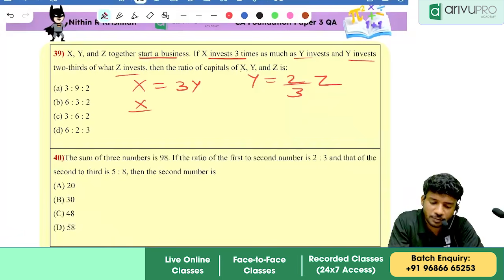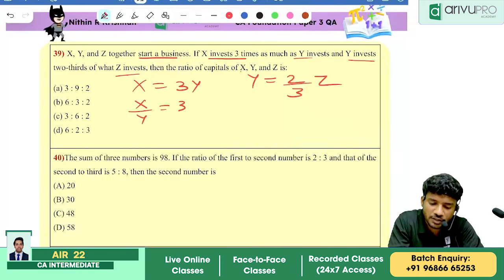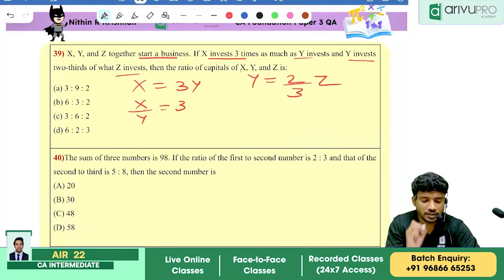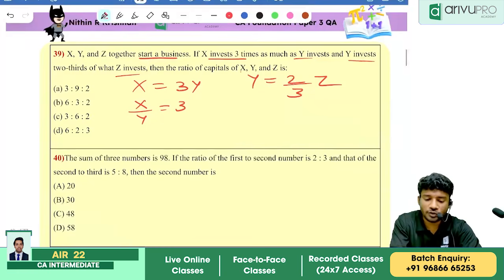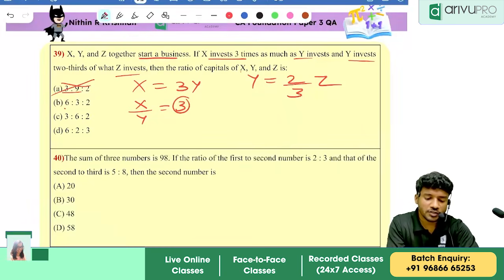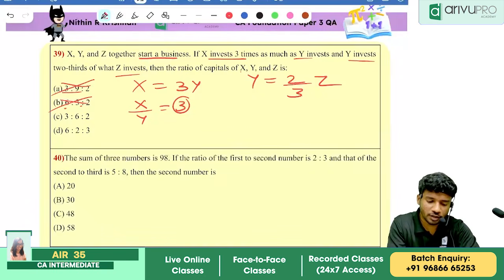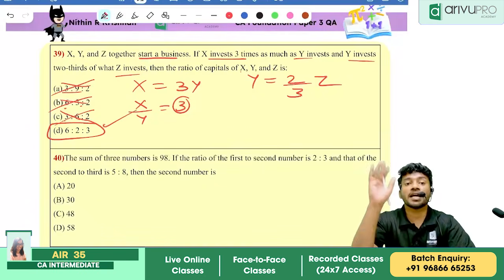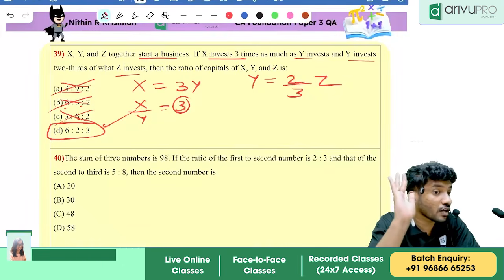First we will take X by Y. X by Y is equal to how much? 3. Check which of our options are giving that. X by Y is equal to 3. 3 by 9 is how much? Point something. Wrong. 6 by 3 is how much? 2. Wrong. 3 by 6 is how much? Wrong. Only one option is there. Option D. That's how you will get the answer much faster.